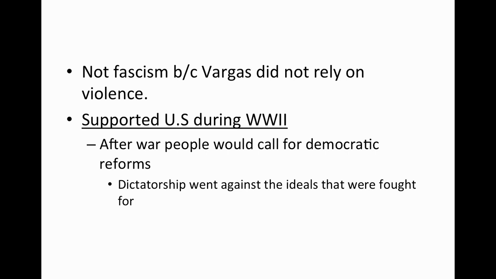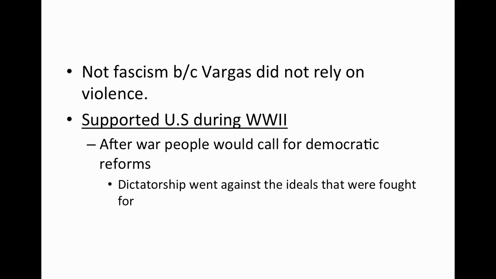Vargas was not a fascist by definition, mostly because he didn't rely on violence. Maybe fear, intimidation, but he didn't execute his rivals per se. So that's the big difference, right? Remember, under fascism, there is going to be a violent phase too. Actually, Brazil, even though Vargas was an authoritarian ruler, he did support the U.S.